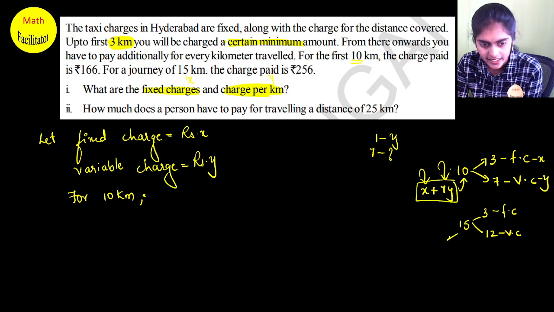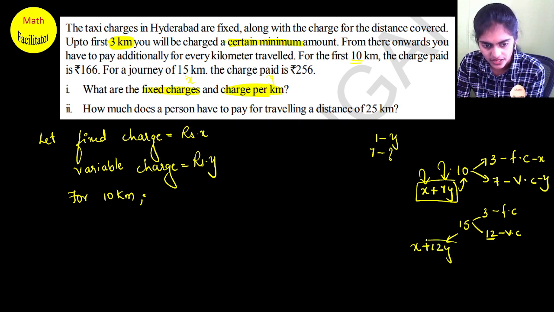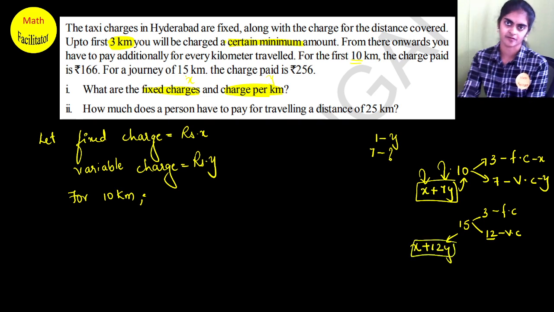Similarly, for 15 kilometer, for the first 3 kilometer I pay x rupees, and for 12 kilometer, 1 kilometer is y rupees, so 12 kilometer is 12y. So this total I will pay for 15 kilometer.